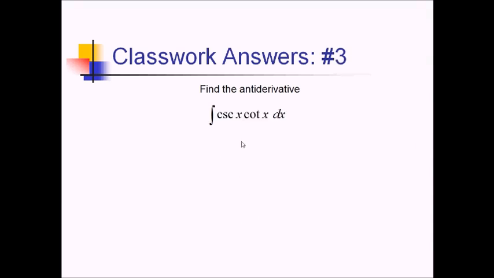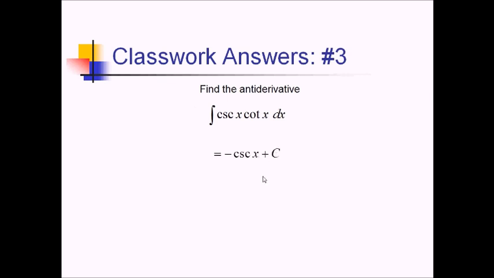For this problem, we're taking the antiderivative of cosecant x cotangent x dx. Now, this is almost going to be cosecant x plus c, but if you take the derivative of cosecant, you actually end up with the negative version of this. So to go backwards, we have to make the original negative, so this will end up being negative cosecant x plus c.